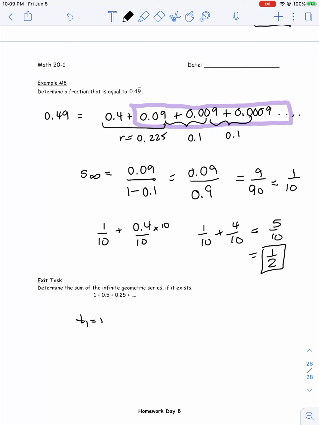Our exit task is where our T1 is 1, our r is 0.5, and we're just finding the sum of the infinite terms for this given geometric series. So this one does exist because it is convergent. We're adding a smaller number each time as we go through the sequence. So 1 over 1 minus 0.5, so 1 minus r. If you put that into your calculator, you're going to get 2 as the sum of your infinite geometric series. So that is the last example.